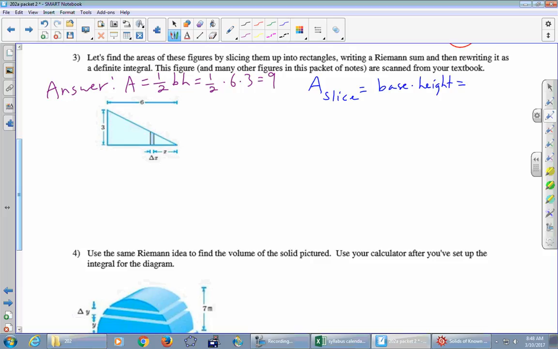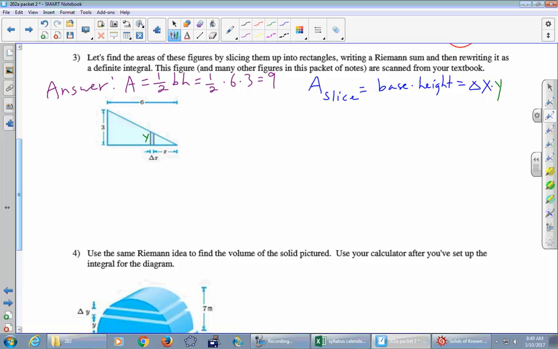What's the symbol for the base of that slice? That's delta x. It's written down there. I don't have a symbol for the height of that slice. So let's give it a symbol. If you were going to think of this vertical height as being an x or a y, which one seems more natural? How about a y, right? I mean, it's a vertical up and down kind of thing. Okay, so it's delta x times y. Fair enough.